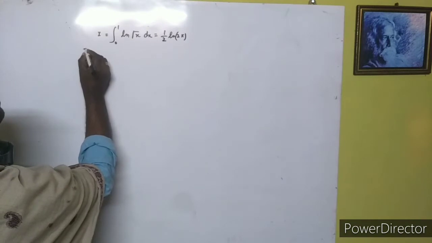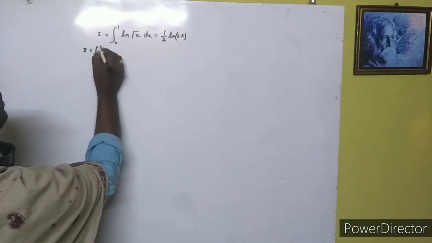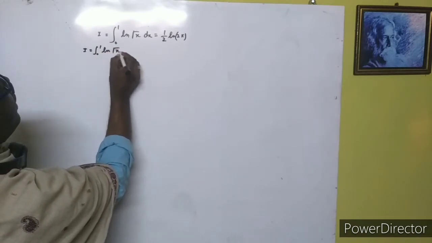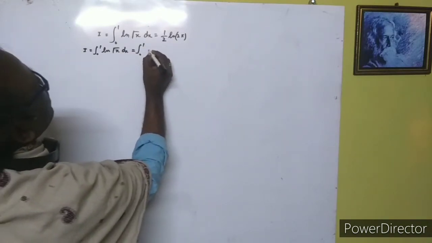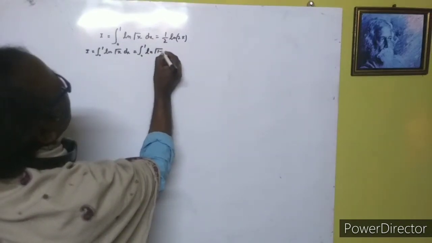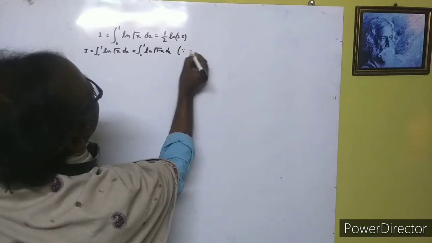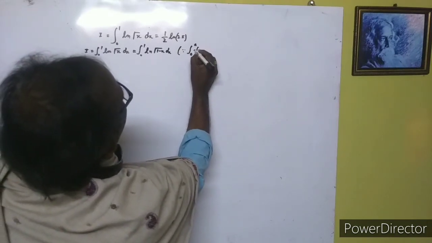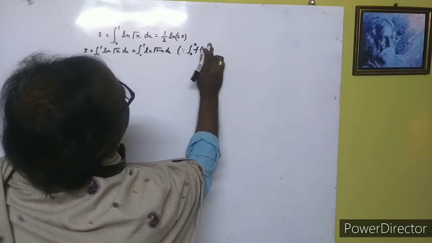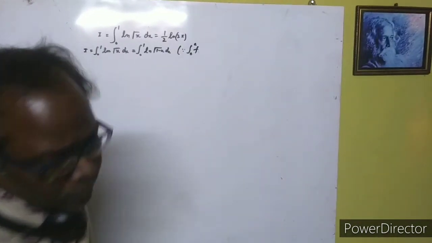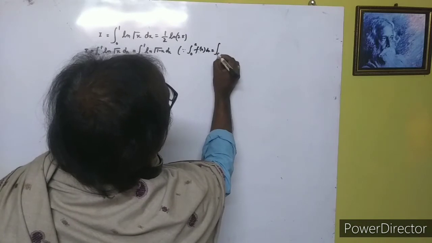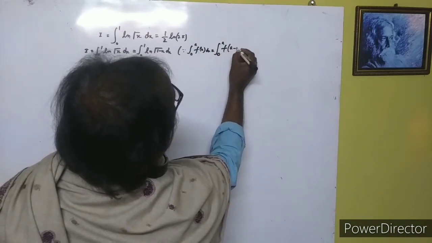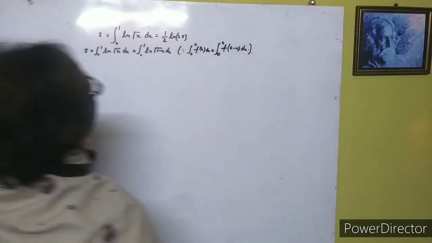Now see the procedure. Let I equal the integral from 0 to 1 of ln gamma x dx, and this is equal to the integral from 0 to 1 of ln gamma 1 minus x dx. We apply the property that the integral from 0 to a of f of x dx equals the integral from 0 to a of f of a minus x dx.